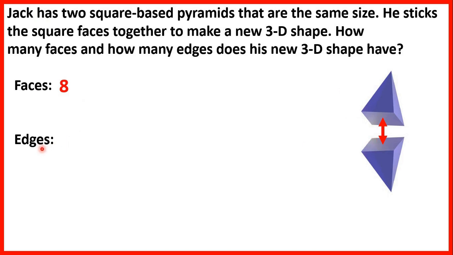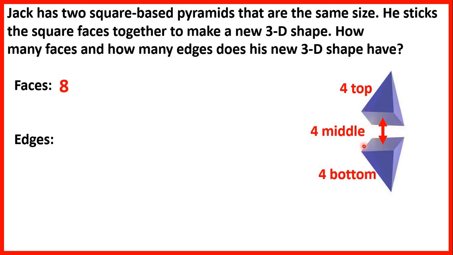Now we need to know how many edges the shape will have. We'll have 4 edges at the top because 4 lines need to connect the top of the pyramid to each of the corners of the square, and we'll have 4 edges at the bottom as well. Now round the middle we'll have 4 edges.